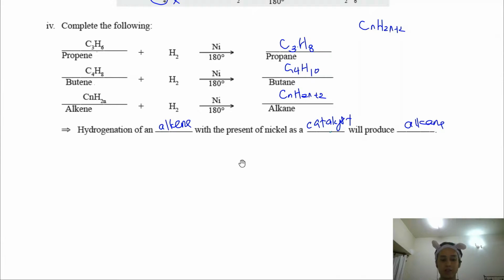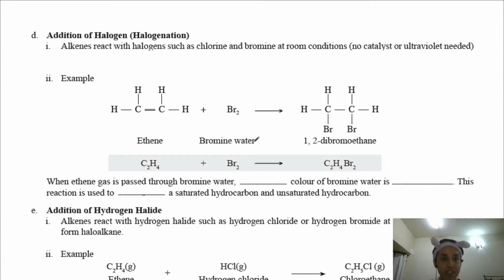Alright, so let's look at the second addition reaction, which is the addition of halogens. Okay, chlorine, bromine, and iodine. Alright, so this one is different compared to substitution. If substitution, we need UV light, but in this case, we don't need the UV light. Alright, so here you don't put UV. Okay, UV is only written when you are doing alkane substitution reaction.